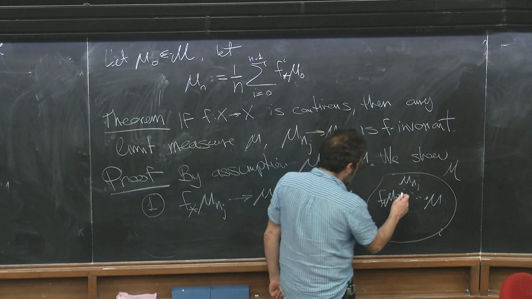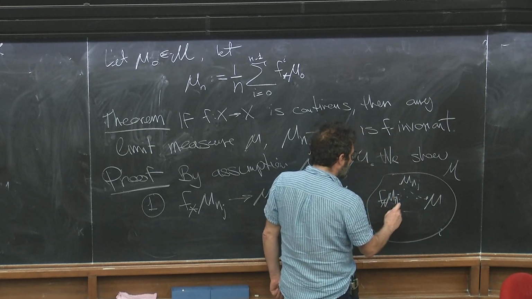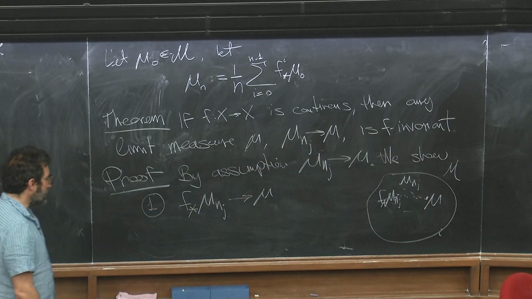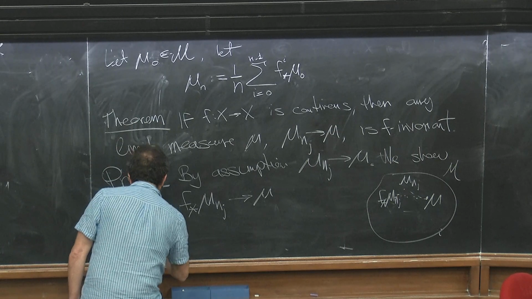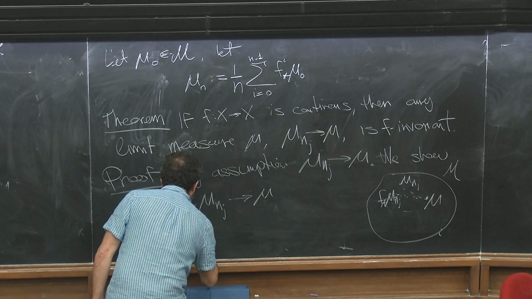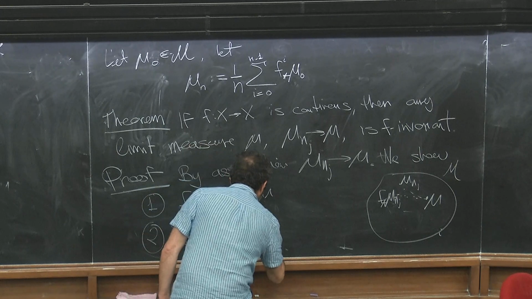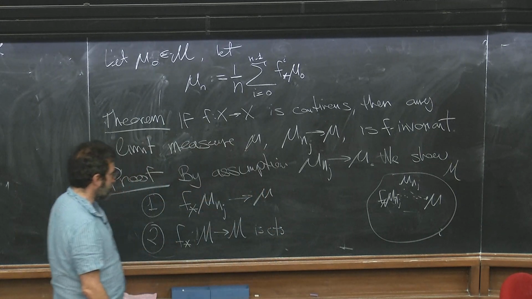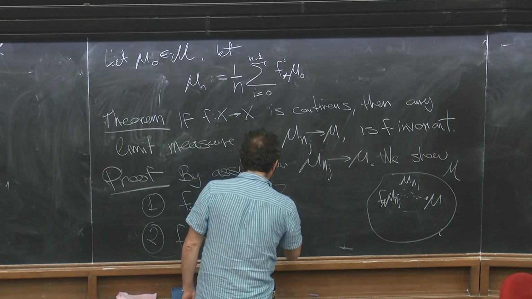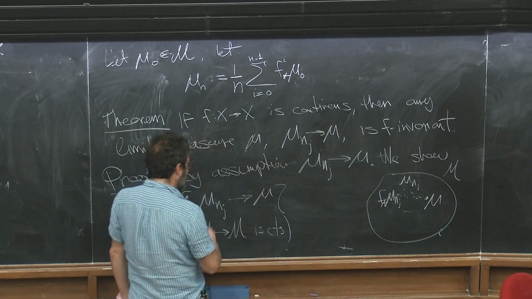So we're going to show that if you take this new sequence that you get by applying f star to mu nj, it also converges to mu. That is not enough, but if we show that also f star, as a map from the space of measures to the space of measures, is continuous, okay?